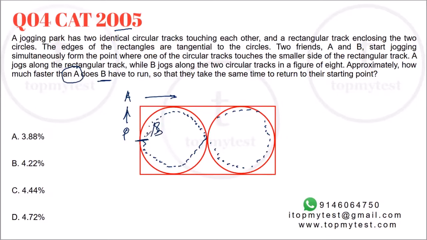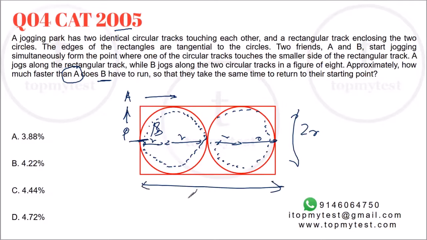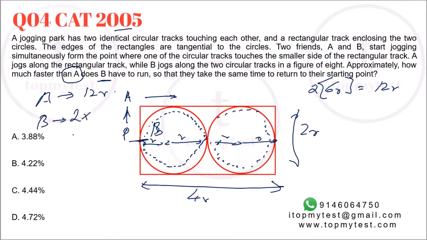Now A, in the same time that A covers the entire rectangle, what is the length of the rectangle? If this radius is R, this will also be R, this will be R, this will be R, this will be the diameter, so 2R. So the length of the rectangle is 4R, breadth is equal to 2R, so perimeter will be twice of 4R plus 2R, which is 6R, that is 12R. So A runs 12R units. In the same time, how much does B have to run? B has to cover the circle twice. So 2 into 2 pi r, which is 4 pi r.